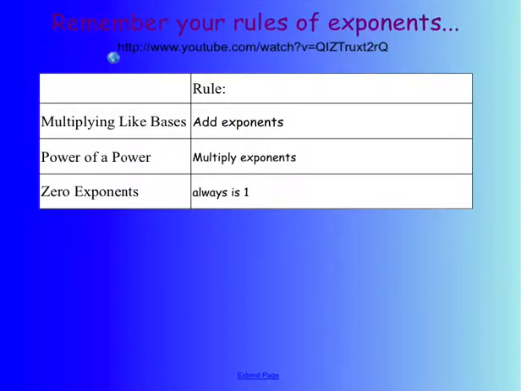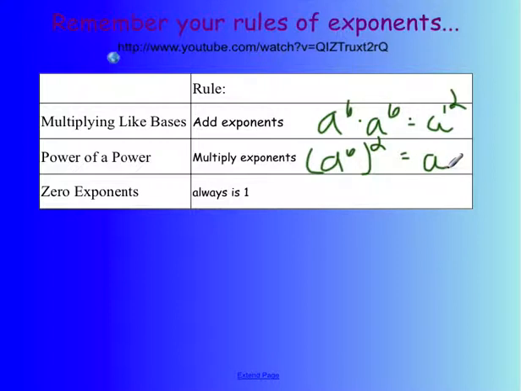So let's quickly review those rules of exponents. When you are multiplying like bases, you need to add the exponents. So if you remember what that looked like when we had a to the 6th times a to the 6th, we made that a to the 12th. We added the exponents. When you're taking a power of a power, if I have a to the 6th and I'm raising that to the second power, we multiply the exponents, so that's a to the 12th.